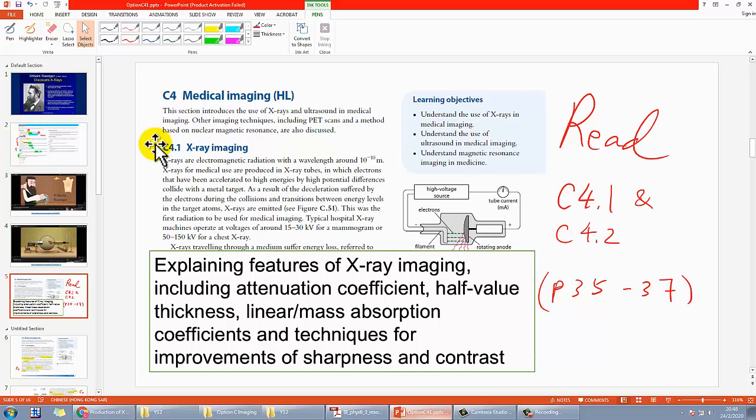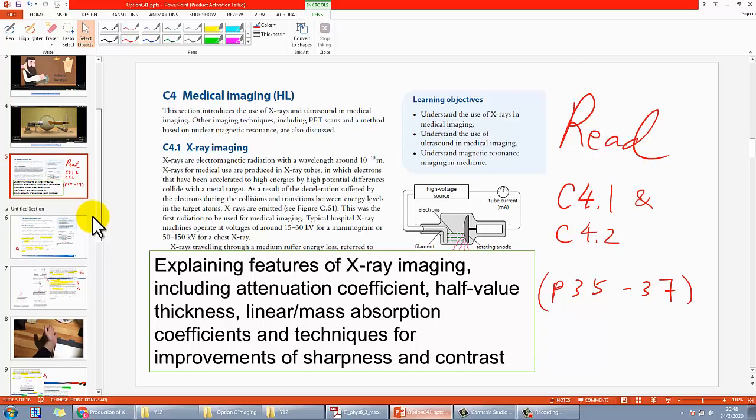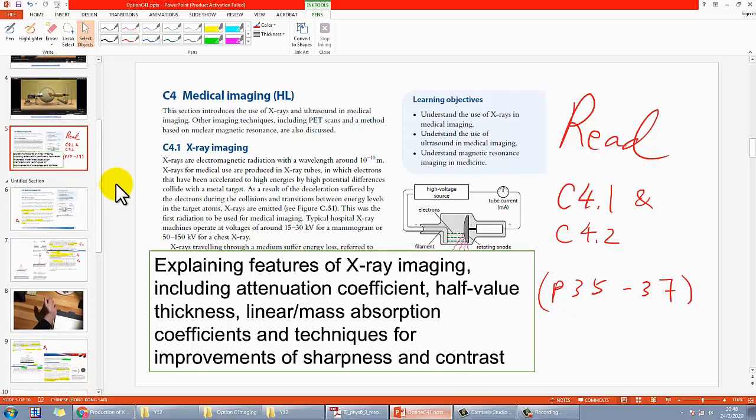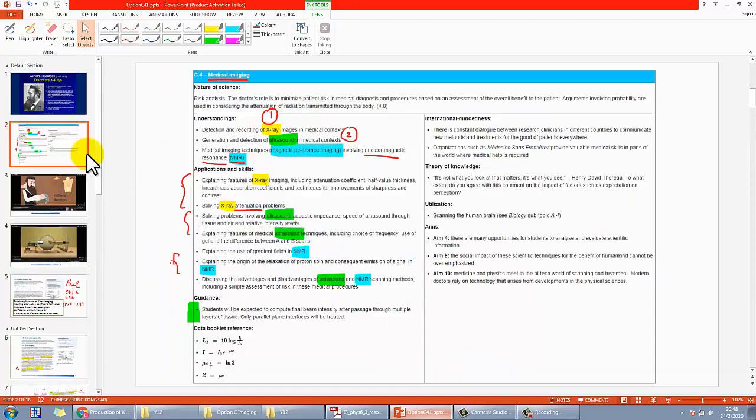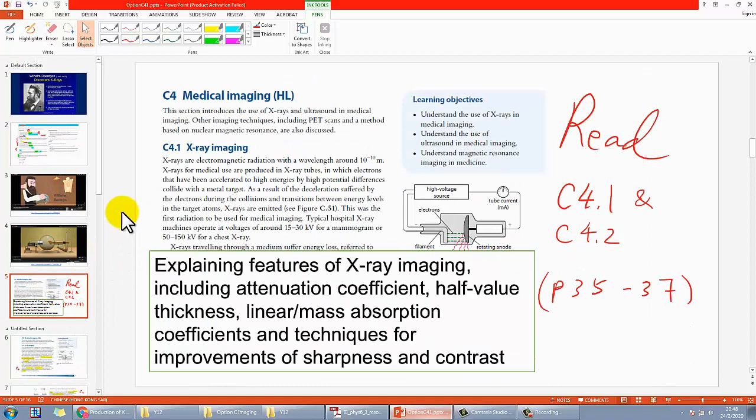As I said, we will talk about X-ray in this video, and I want you to first read a few pages. Try to read C 4.1 and 4.2, which is basically about the qualitative part of X-ray. Attenuation will be 4.3, which I will cover in the next video. In your textbook, I want you to read page 35 to 37 and try to look for this. I extracted that from the lines here, and you can see there are quite a lot of keywords that you may pay attention to.